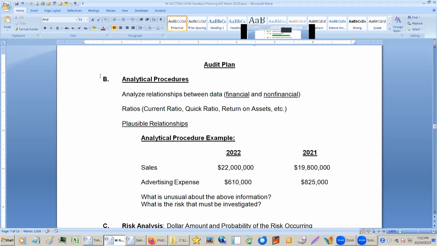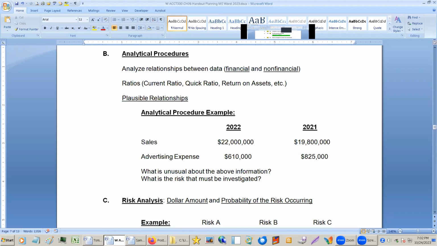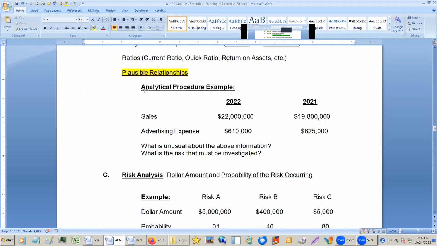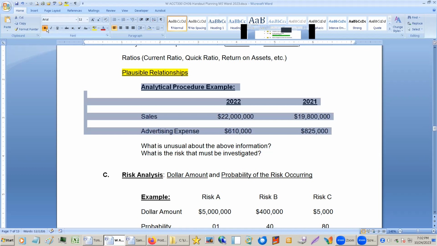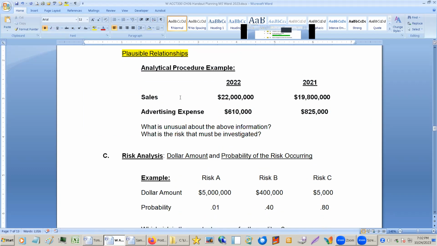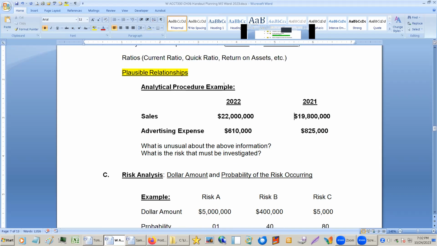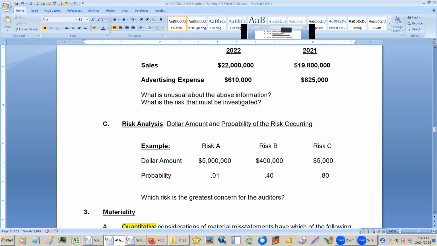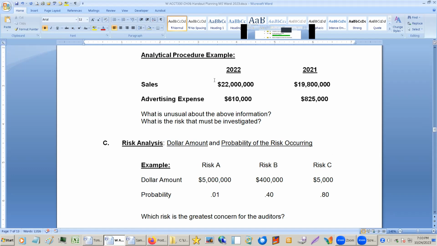Analytical procedures. Analytical procedures are plausible relationships between numbers. Okay, so this is an example of an analytical procedure that you might do. So these are just some of the counts from this company, whatever company they are. They have their information for 2021, 19,800,000 in sales, and advertising expenses of 825. 2022, they have 22,000,000 in sales and advertising expenses of 610.